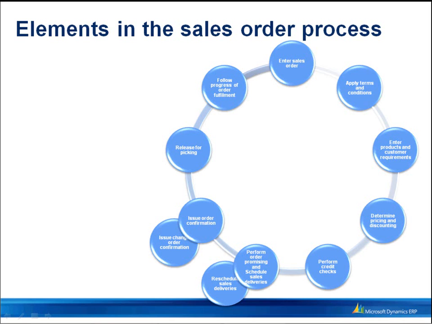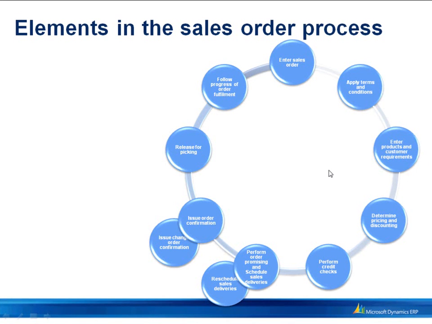The process wheel only depicts the selective key elements of the sales order process. It doesn't depict the fulfillment and the billing processes. Of course, this extended process, the fulfillment process and billing processes, are supported by Dynamics AX with seamless integration.